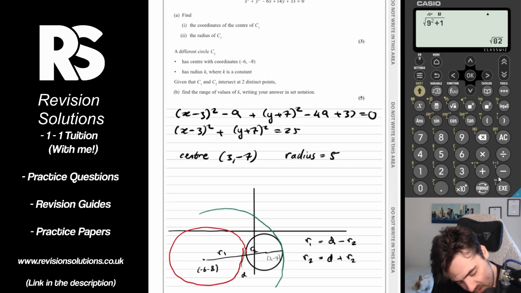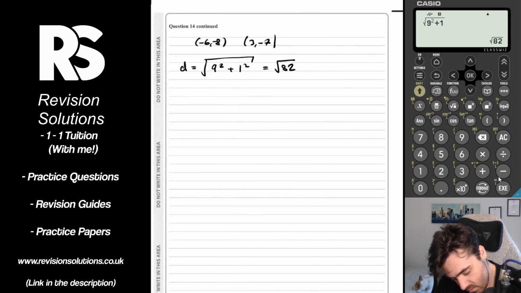And then the radius of our circle, I don't know why I wrote R2 earlier, I could have just written 5, couldn't I? But it is what it is. So R1 is our distance, root 82, but minus one of the radiuses. That's the lower bound.